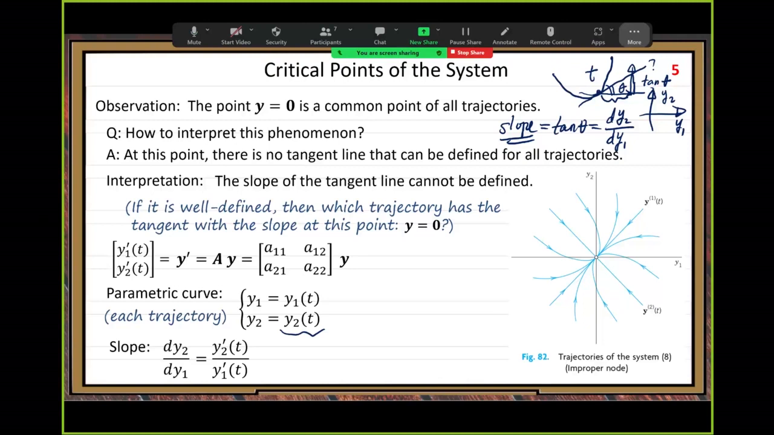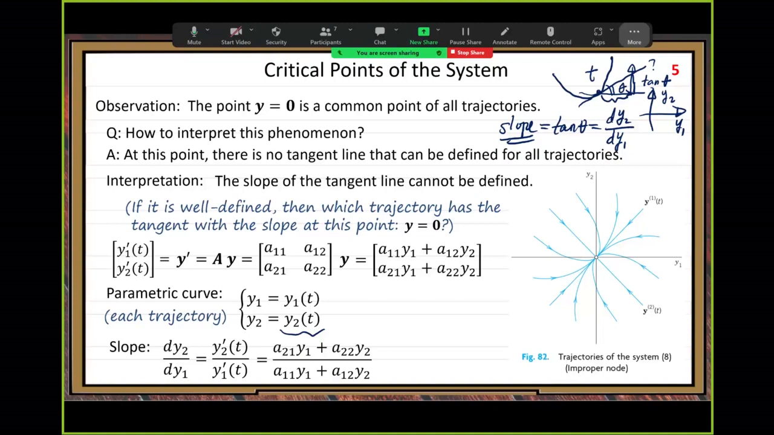You can write the expression here. After matrix multiplication, we get y2 prime and y1 prime. So you take y2 prime over y1 prime. The slope equals y2 prime over y1 prime.